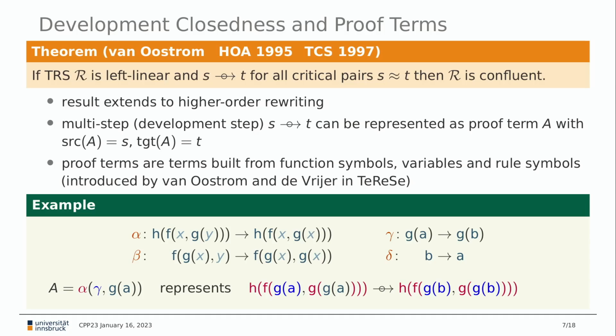Then for the target, we do almost the same thing, but we look at the right-hand sides of all the rules. So we look at the right-hand side of alpha, which is again the red thing, and then at the right-hand side of gamma, the g of b, and the variable x appears here and here, so g of b appears here and here.